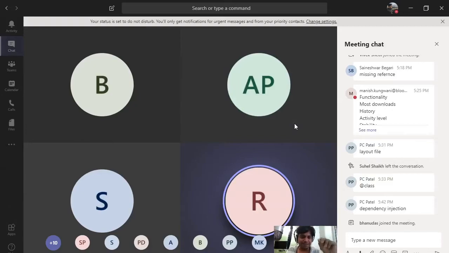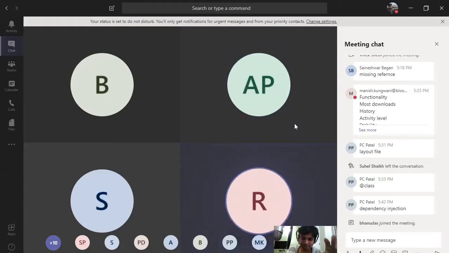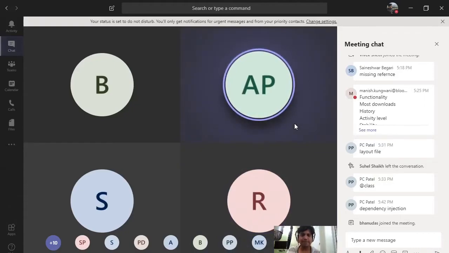Sure. I'll just give away the answer. Unit of work. Unit of work. Somebody, Amit, was it you? Unit of work? Yeah, so is it unit of work where you need to persist the things?